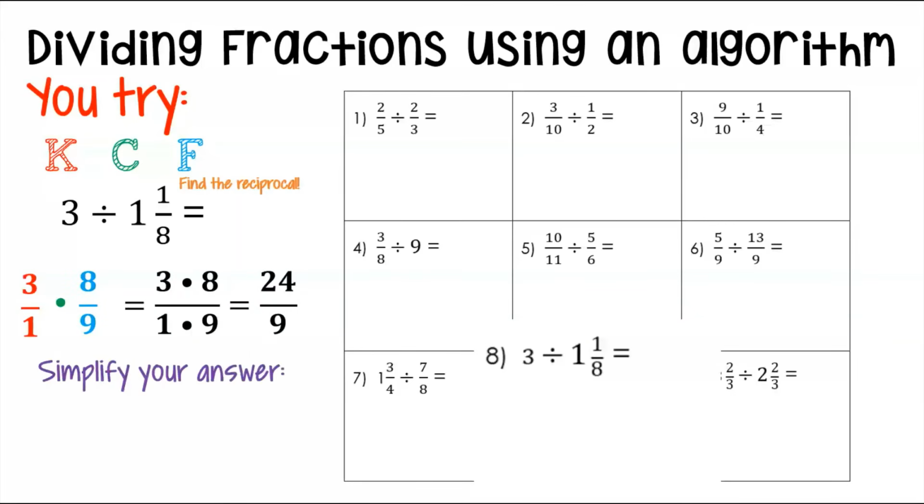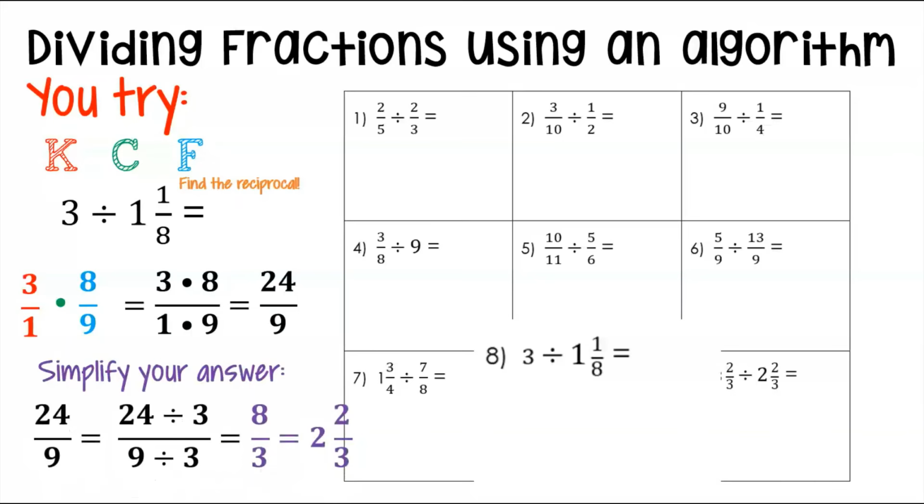Don't forget to simplify your answer. 24 and 9 share a common factor of 3. So when I divide the top by 3, I get 8, and the bottom, I get 3. And that is the same thing as 2 2/3, because 3 goes into 8 2 whole times, with 2 pieces left over when I needed 3 to make a third.